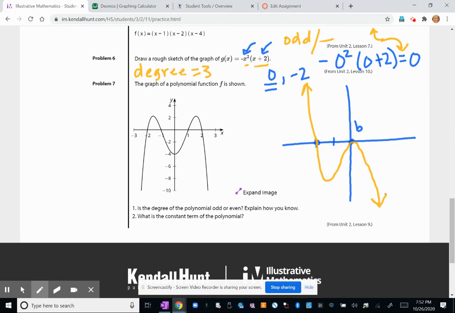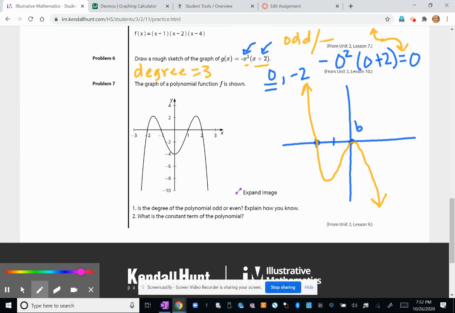And then finally, problem number 7. The graph of a polynomial function f is shown. So 2 questions. Is the degree of the polynomial odd or even? Explain how you know. And what is the constant term of the polynomial?